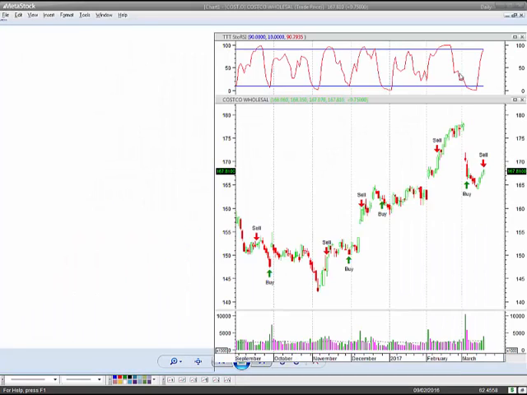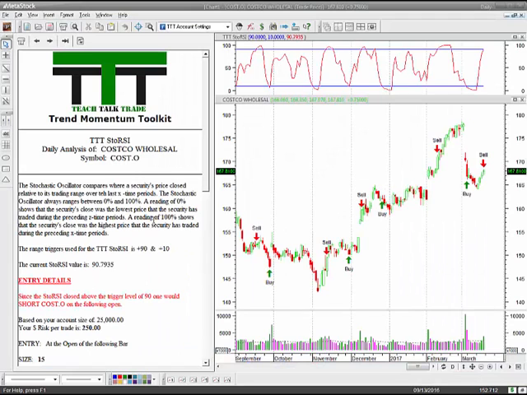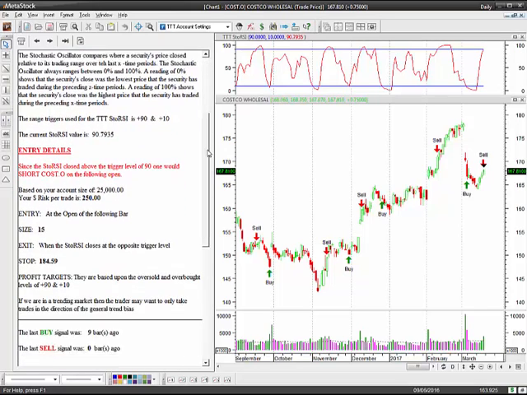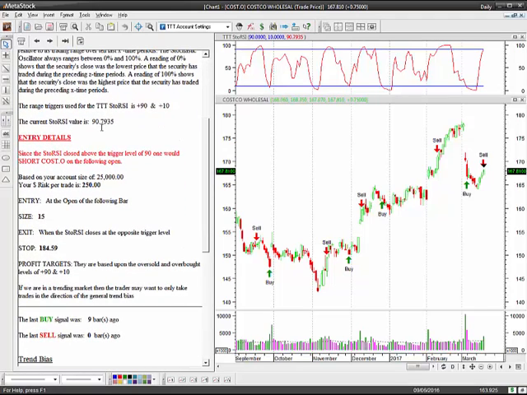So let me bring those into view, and here it is. Here's Costco. You can see that it did just trigger. It's triggering a sell. Let me bring this over here. As you can see, the TTT toolkit will bring up exactly what you need to do. It shows you that the current value is 90.79, so it did trigger this evening. You can see the entry details. It's telling you to go short.